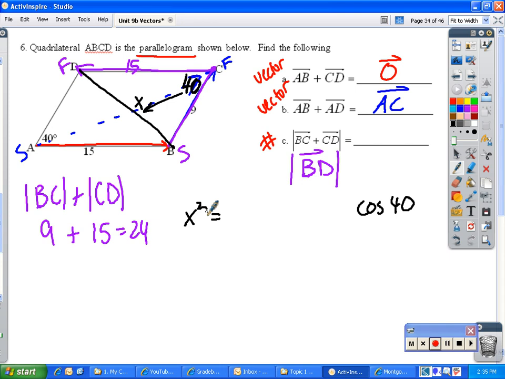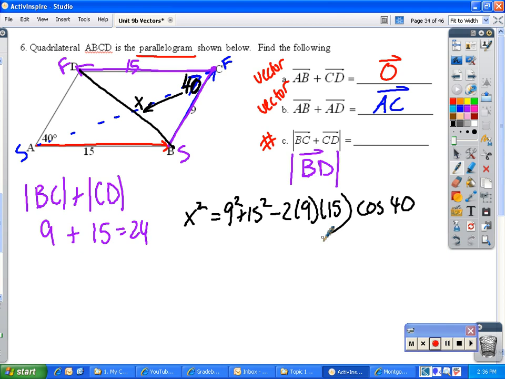The other 2 sides, the 9 and the 15, they go in. I square them both. I subtract 2 times their product. And I end up with a statement where I have all the numbers on the right-hand side and only x on the left. This is the easy law of cosines. It's the one where I get to type it all in. 9 squared plus 15 squared minus 2 times 9 times 15 cosine of 40.